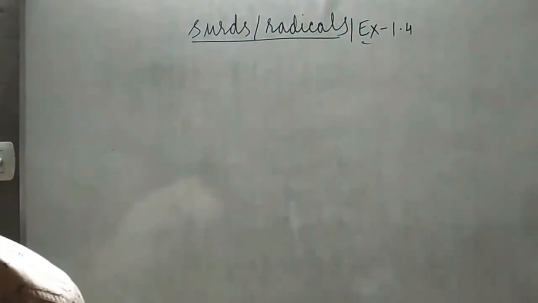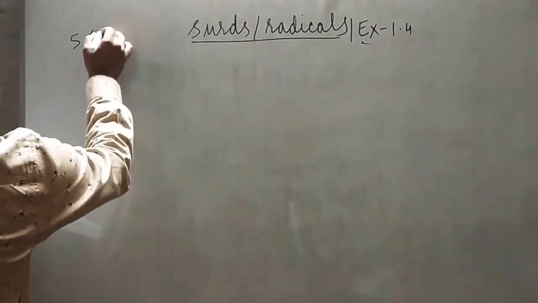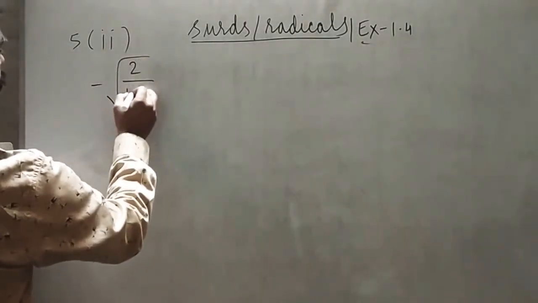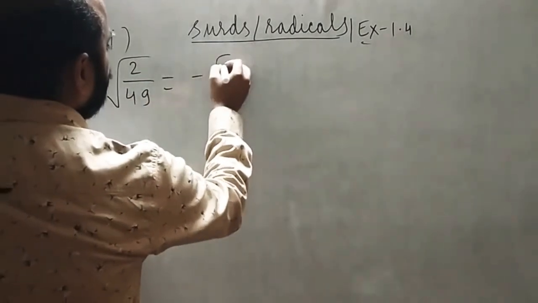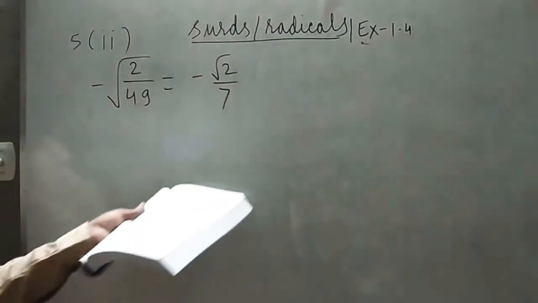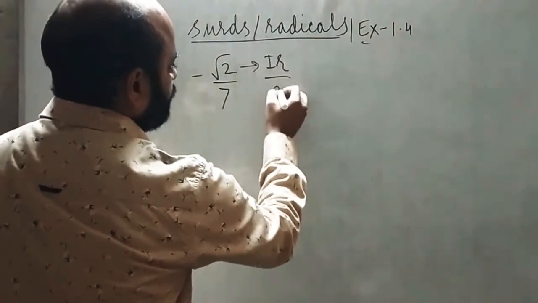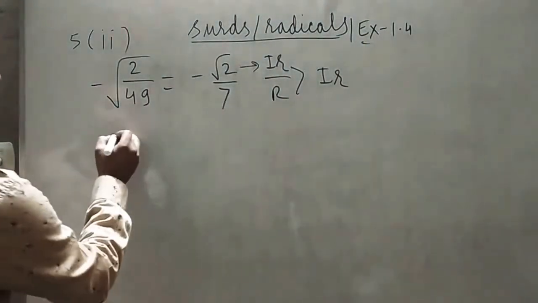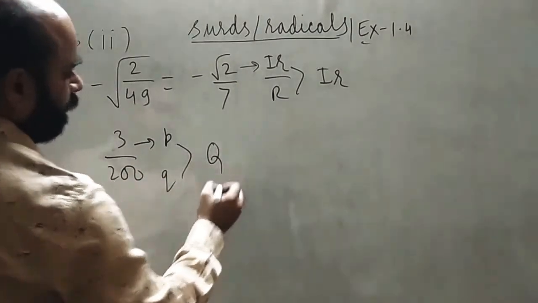Next is question number 5, second part. State which of the following numbers are irrational. Okay, so the first number we can see is minus root 2 upon 49. This can be written directly as minus root 2 upon 7. So this is irrational. Why? This is a division of irrational upon rational, so finally that will give irrational. Clear? Again, next is 3 upon 200. This is p by q. It means this is rational.